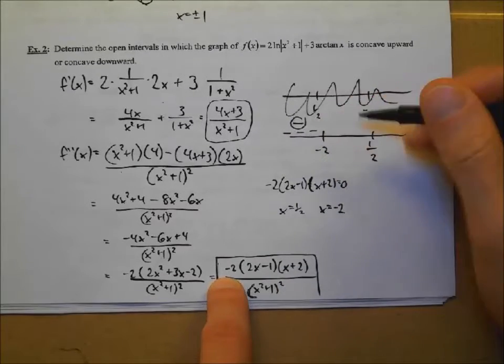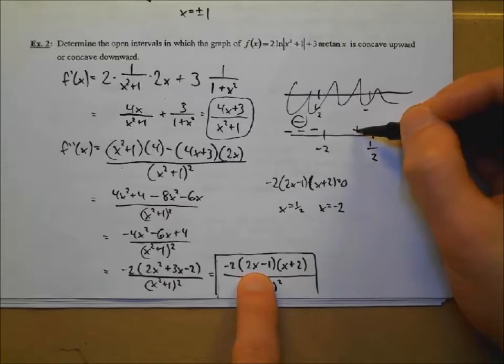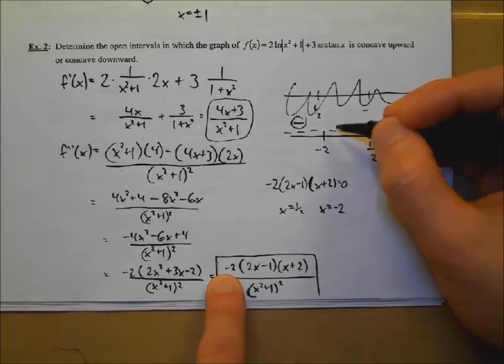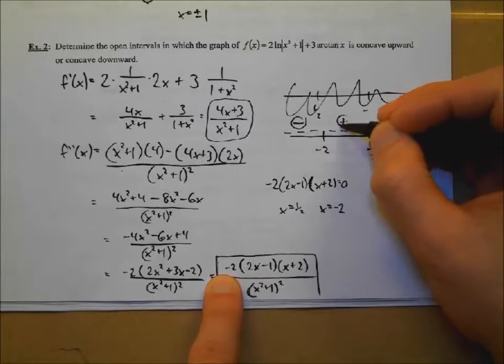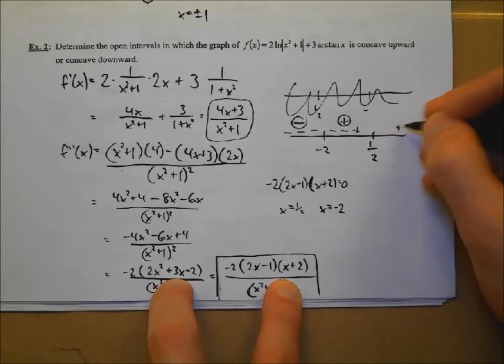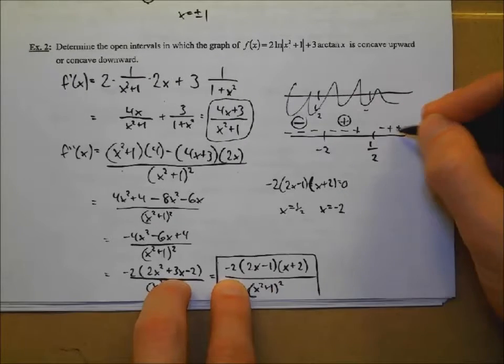All right, let's try 0. 0 plus 2, positive. 2 times 0 minus 1, negative. -2, negative. Negative times a positive, positive. All right, and then 2. Let's try that. So 2 plus 2, 4. 2 times 2 minus 1, positive. Negative. Negative times positive, positive. Negative.